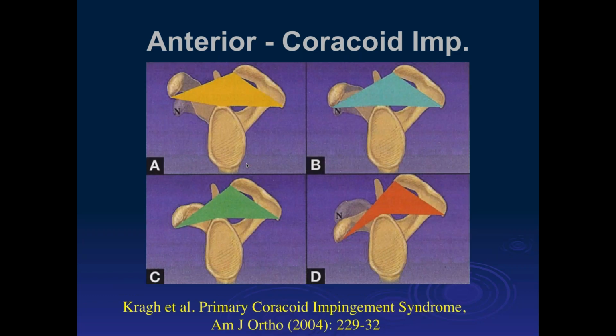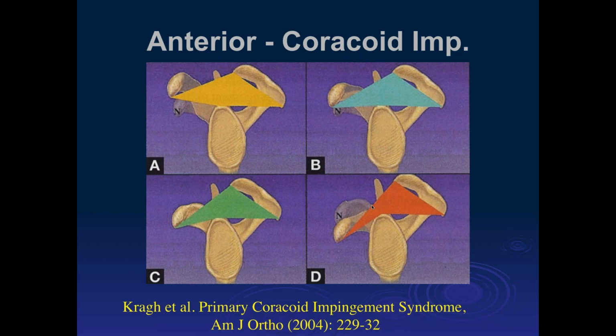This was a paper in 2004 which said it's not just the prominent coracoid tip, but actually the position of the coracoid, which is congenital. If it's too inferiorly placed, then you have more likelihood of impingement than if it's in the normal position, and less likelihood if it's higher than the normal position.